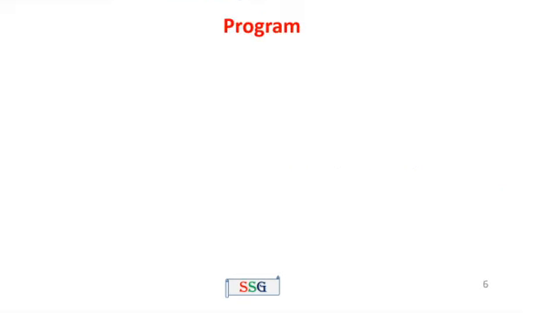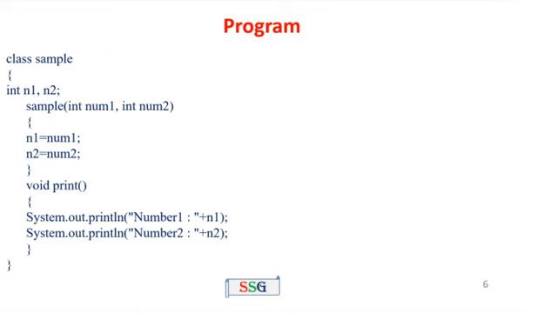The next one, example program. Here, consider one class. Class name is Sample. The class Sample contains two variables, int n1, n2. The next one, constructor function Sample with int number1 and number2. Number1 is assigned to n1, number2 is assigned to n2. Next, second function, void print, prints the values of n1 and n2. This is the first class, Sample.